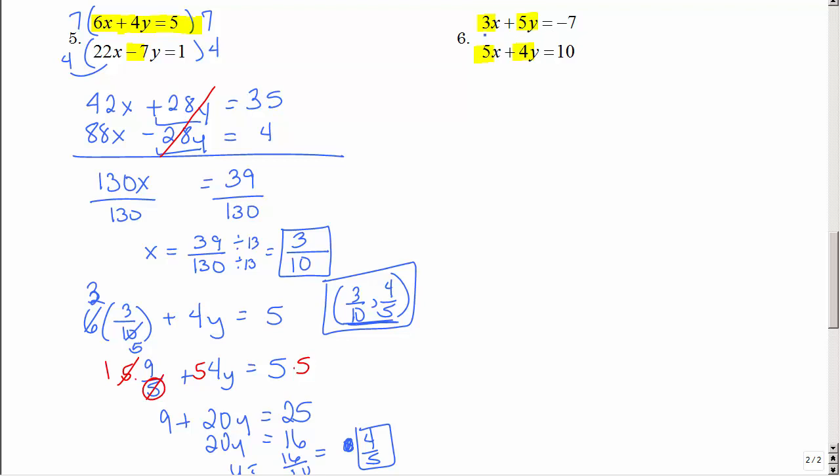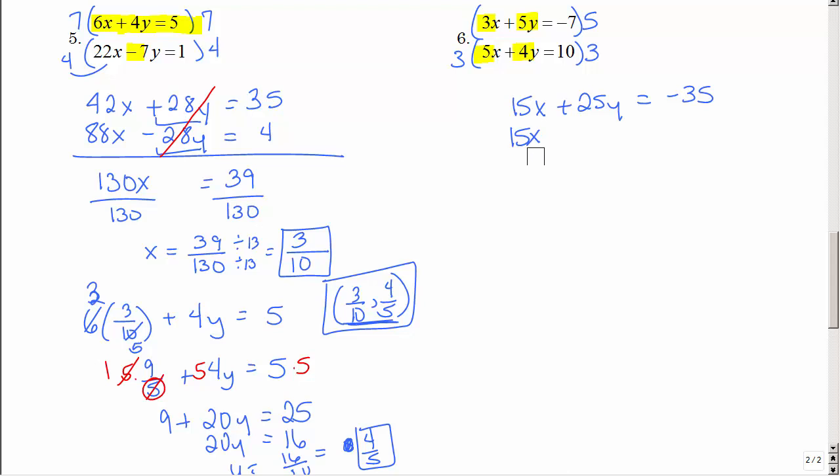So the common multiple between 3 and 5 is 15. So if I multiply that one times 5 and that one times 3, would that be okay? Well, if I started out, I'd get 15x plus 25y equals negative 35. And I'd get, oops, wait, those are not opposites.